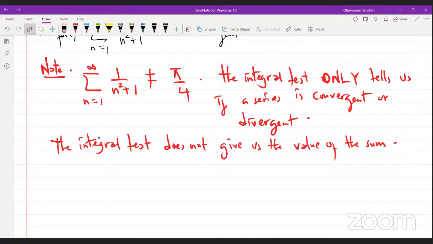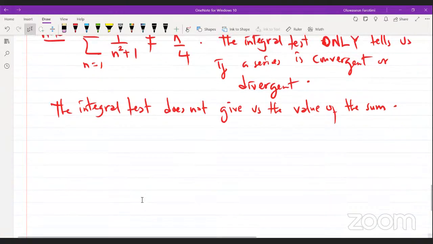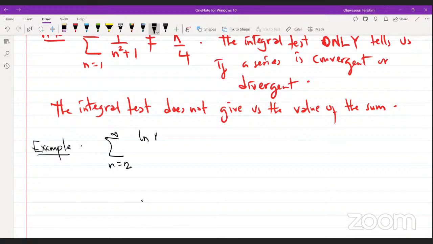Now let's look at another example. Okay, so in this example, let's see a different function. In this case, you have the sum from 2 to infinity of ln of n divided by n squared. Now, remember, what do we need to check?